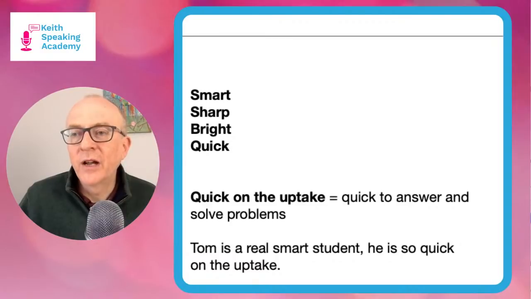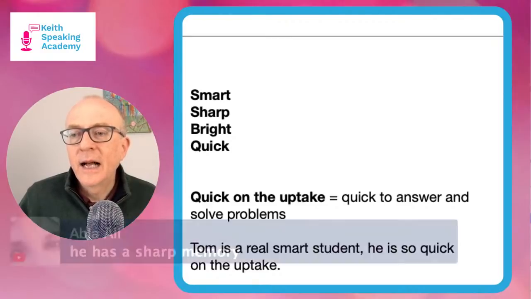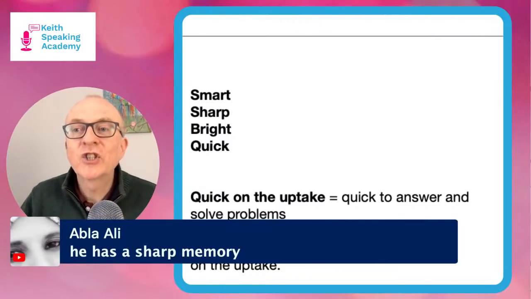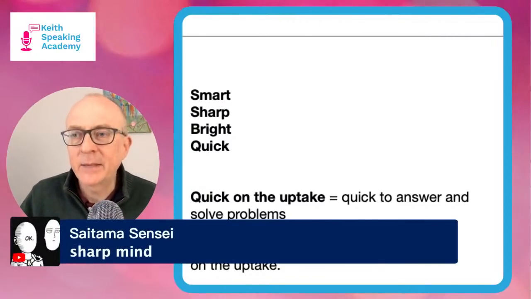Let's see. We've got others. Abla says he has a sharp memory. Yes, you can talk about a sharp memory. A sharp mind is fantastic. Absolutely. Yes, he's got a sharp mind.